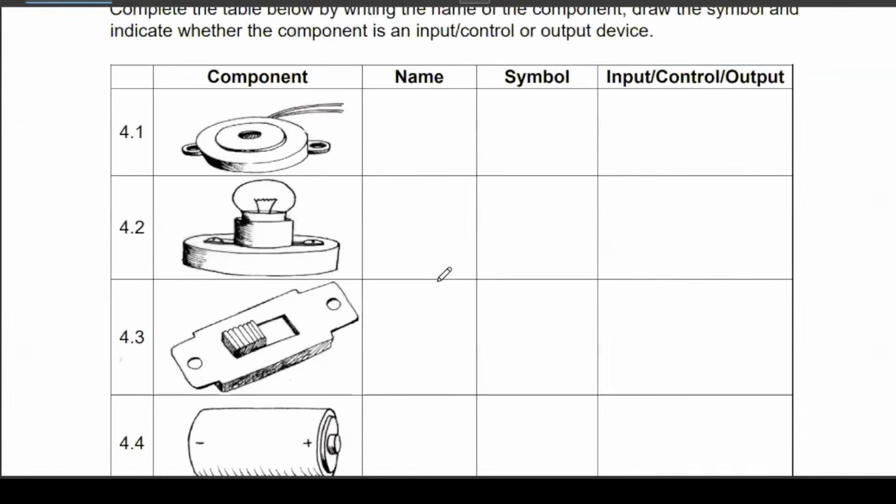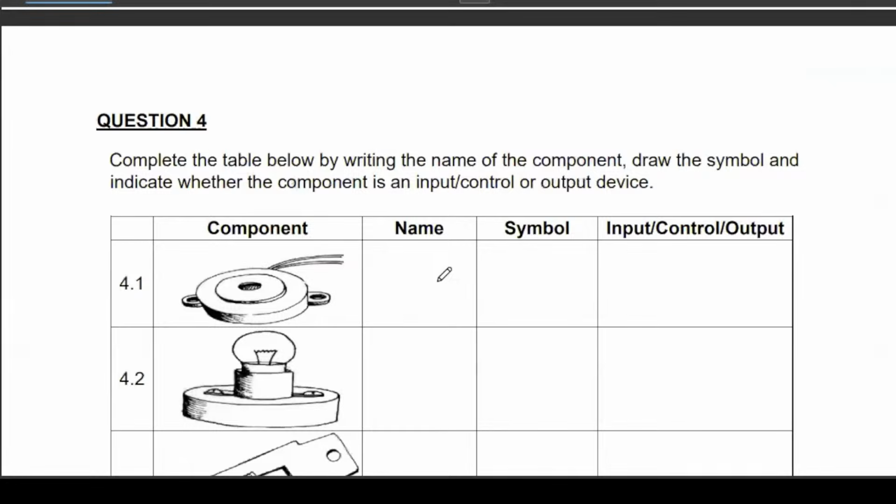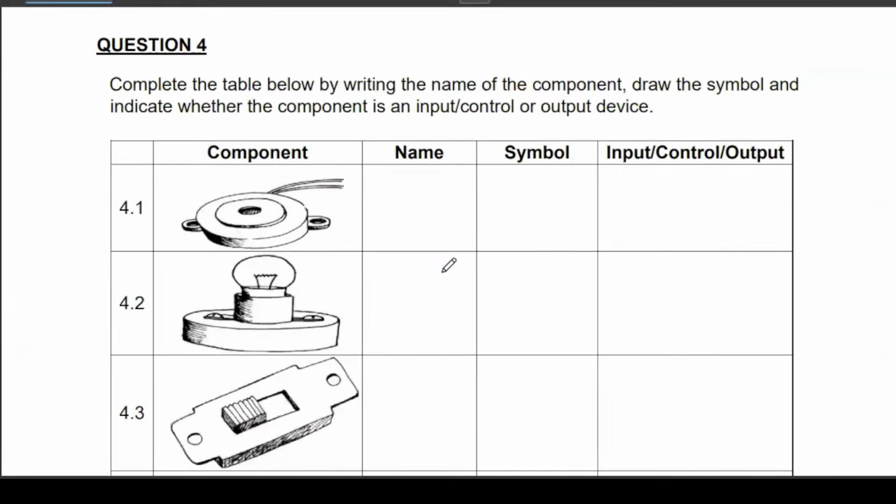Question number 4, complete the table below by writing the name of the component, drawing the symbol, and indicating whether the component is an input, control, or output device. Okay, so this looks like a motor. The symbol for the motor is just connecting wires with M in between, okay? More like a Motorola. And then this is basically a control, okay?